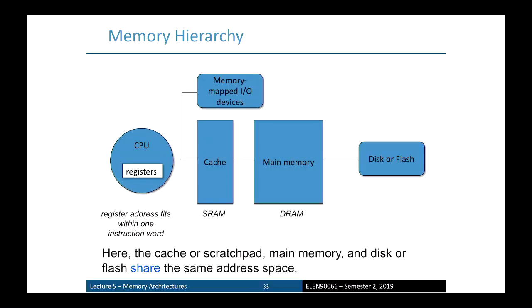And finally, if what you want, think a variable, you look for it in SRAM, it's not there. You look for it in DRAM, it's not there. You may have to find it on flash memory or a disk. It may have been paged out in virtual memory or something like that. And that's the slowest of the slow.